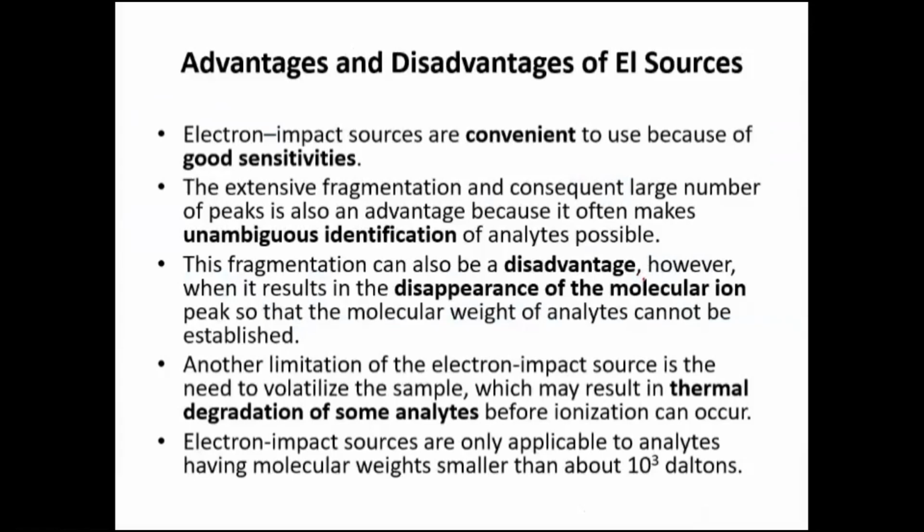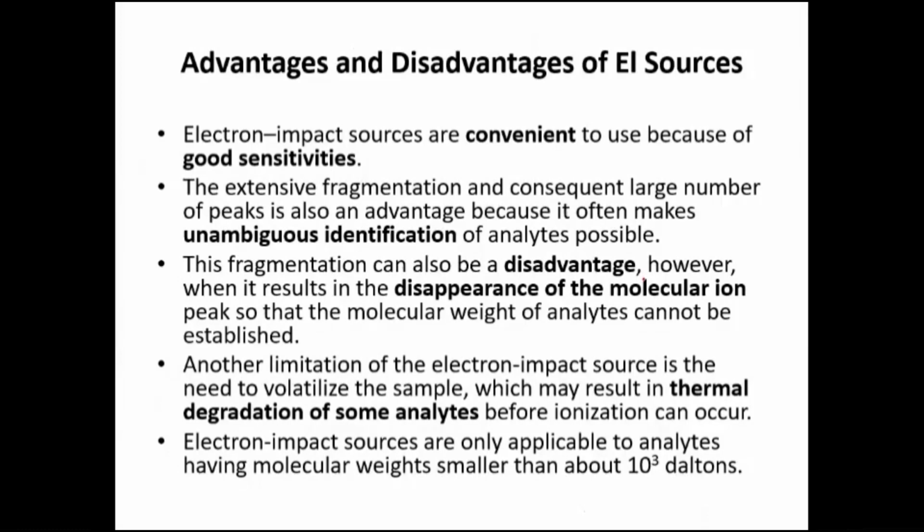What are the advantages and disadvantages of electron impact sources? Electron impact sources are convenient to use because of good sensitivities. The extensive fragmentation and consequent large number of peaks is also an advantage, because it often makes unambiguous identification of analytes possible. So exactly what is present, you may get that information. This fragmentation can also be a disadvantage. However, it results in disappearance of the molecular ion peak that we have seen in the example.